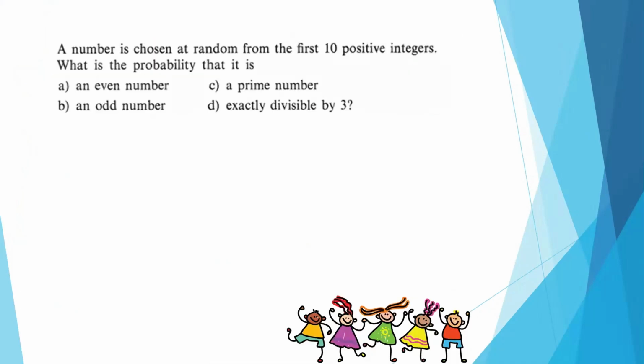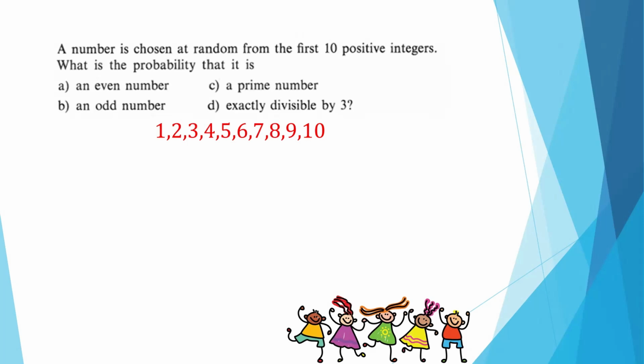Okay, so let's talk about the first question. A number is chosen at random from the first 10 positive integers. What is the probability that it is an even number, an odd number, a prime number, or exactly divisible by 3? Let's see what those 10 positive integers are. They start from 1 to 10.